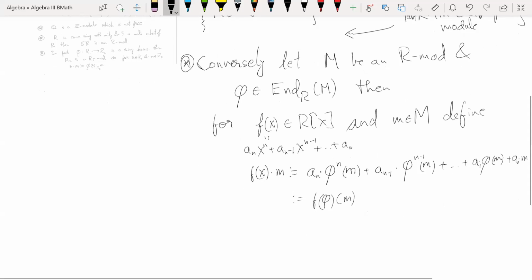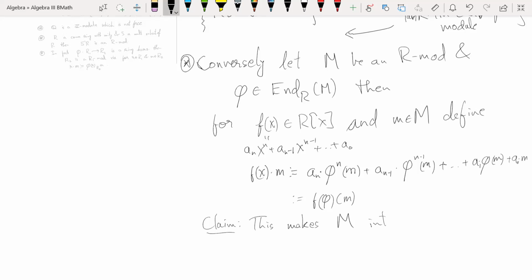Okay. So the claim is that this is an R[x] module structure on M. The claim is this makes M into an R[x] module. So it's straightforward to verify.